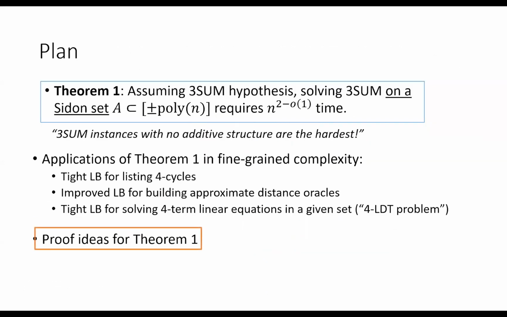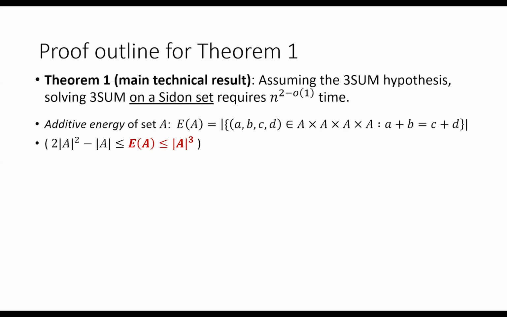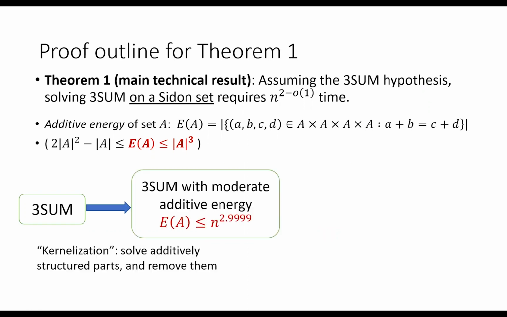Now let's talk about the proof ideas for our Theorem 1. Our goal is to reduce from a 3SUM instance with possibly cubic energy to a Seidel set. The first step of this reduction is to reduce the energy from cubic down to n to the 3 minus epsilon for some positive epsilon. This step can be thought of as some kind of kernelization, where we identify some additively structured parts, solve them, and then remove them until we achieve a moderate additive energy.